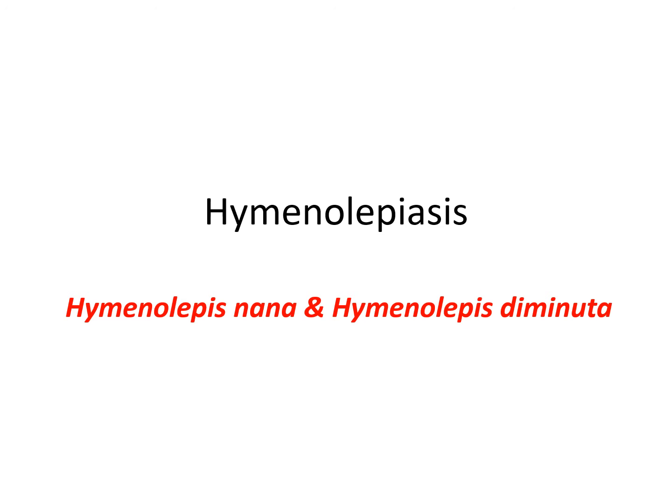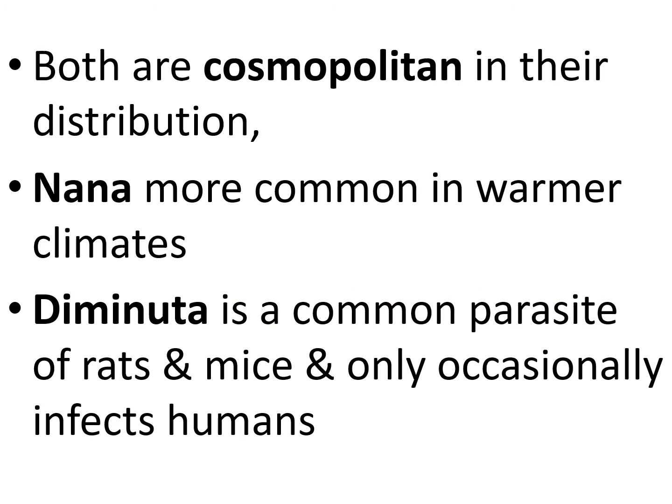Hymenolepiasis: Hymenolepis nana and Hymenolepis diminuta. Both are cosmopolitan in their distribution. Nana is more common in warmer climates. Diminuta is a common parasite of rats and mice, and only occasionally infects man.